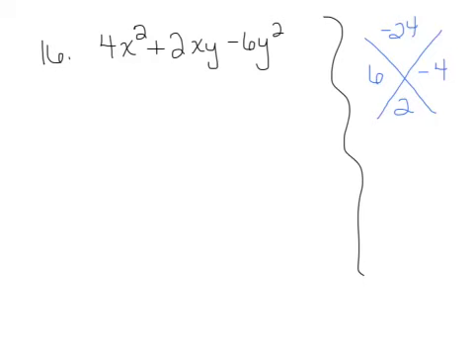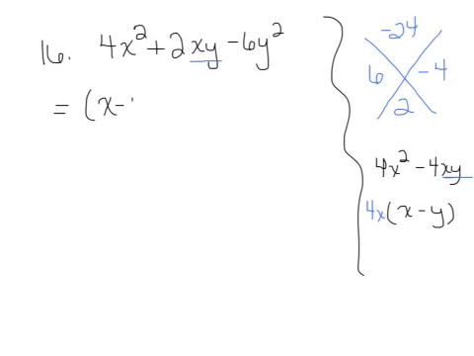So I'm going to take my 4x squared, and let's do the minus 4. But this time the middle term is xy, so I'm going to put the xy there. And now if I factor out what they have in common, they have a 4x in common. So what's left? I have an x minus y. So that tells me that one of my factors is x minus y.